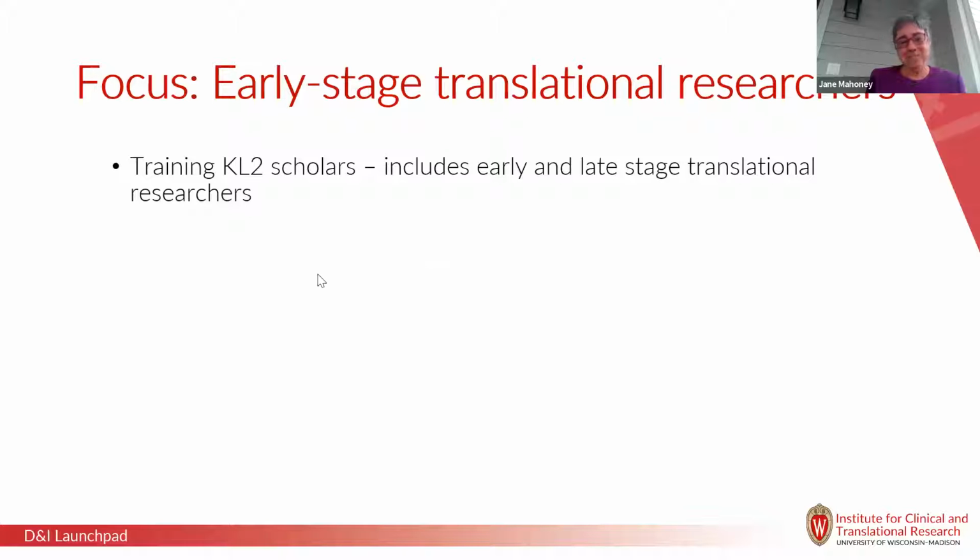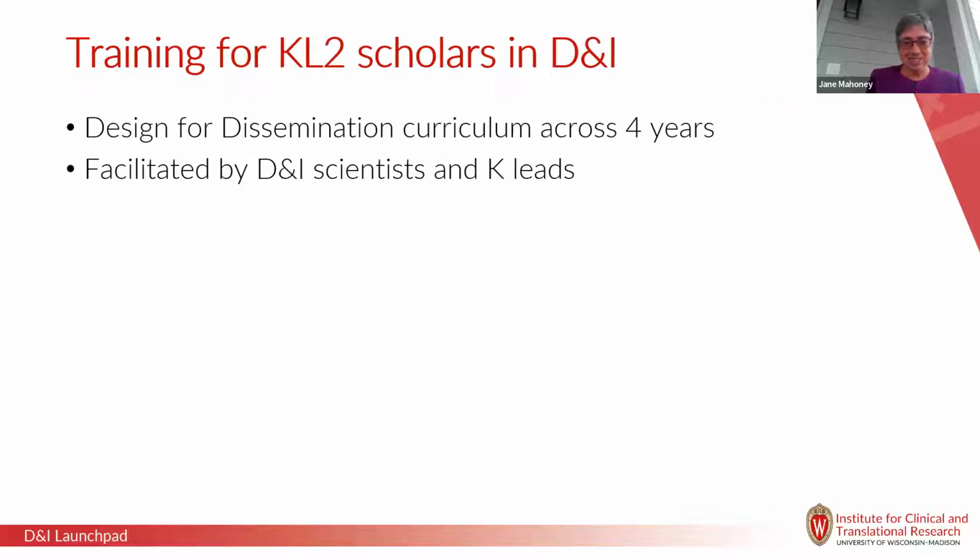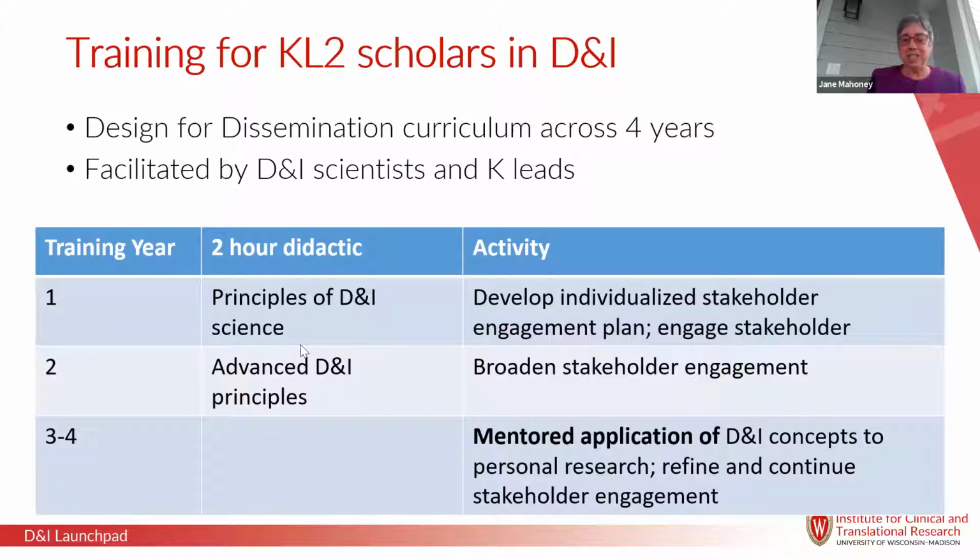We've also worked with training KL2 scholars, and this is something Heidi and Felice have done a lot of. So the curriculum has included a focus on design for dissemination across all four years, with principles of D&I science for first-year scholars, advanced D&I principles for second-year scholars, and then encouraging people to develop individualized stakeholder engagement plans and engage stakeholders, even beginning in their first year, and then broaden the stakeholder engagement as they move along. Within years 3 and 4, having opportunities for mentored application of D&I concepts to their research question.